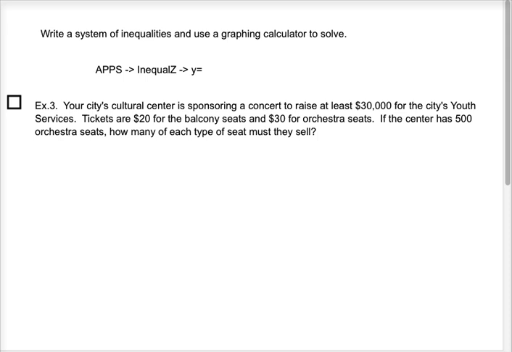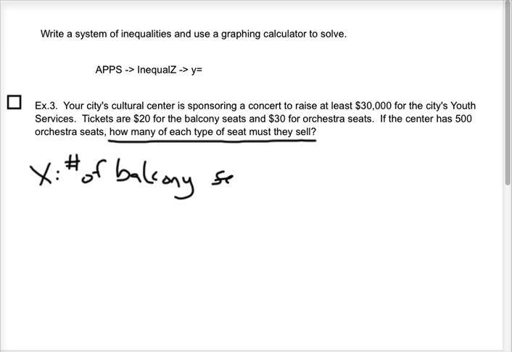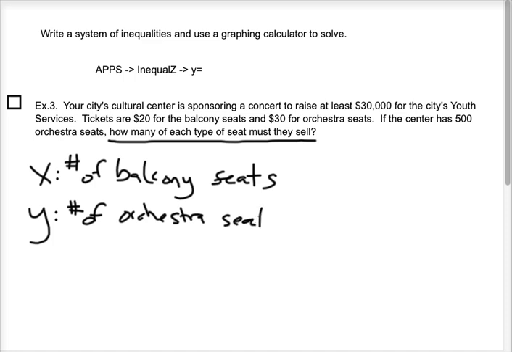Now with word problems, again, the way that I focus on word problems is first I look at what is the question. How many of each type must they sell? So my 2 variables have to answer that question. So, well, what do they mean by each type? They mean type of seat. So X is going to represent number of balcony seats. So Y is going to have to represent number of orchestra seats. All right. So we have our 2 variables.